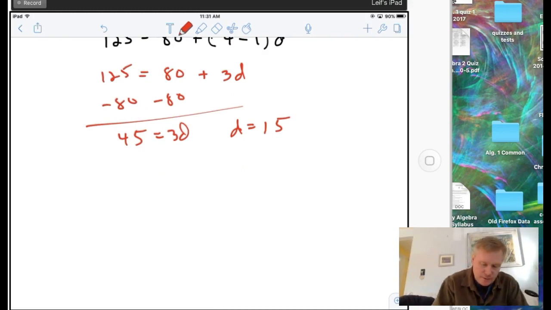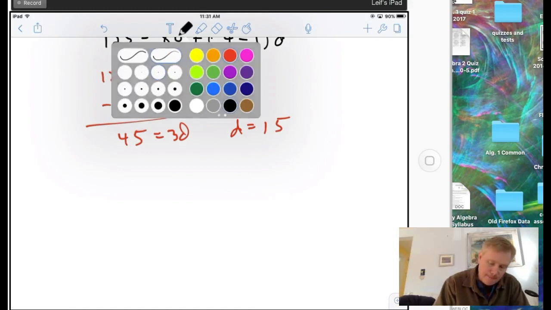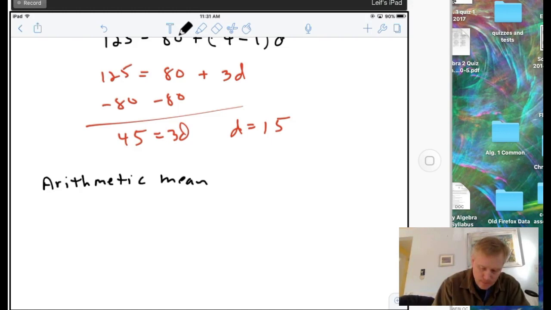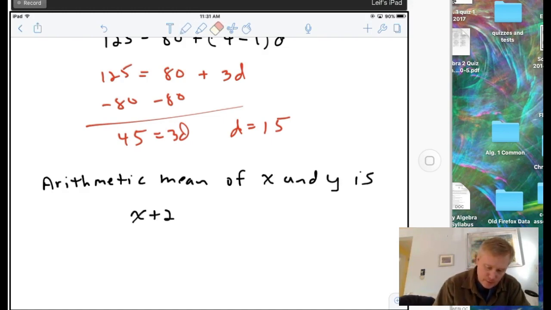So there's a definition for an arithmetic mean. And I think this is the mean that you're used to. When we get to geometric mean, it'll be a little different. Mean of x and y means you add them together and divide by 2.